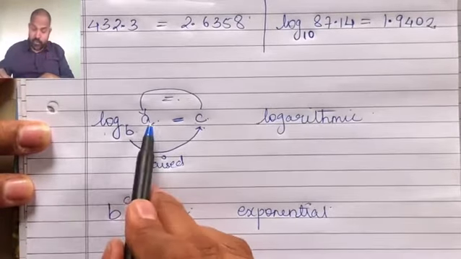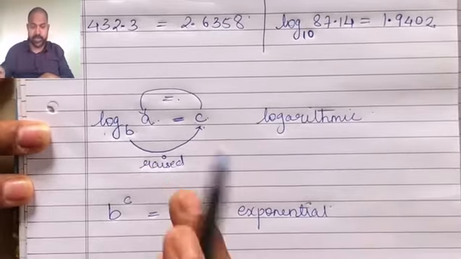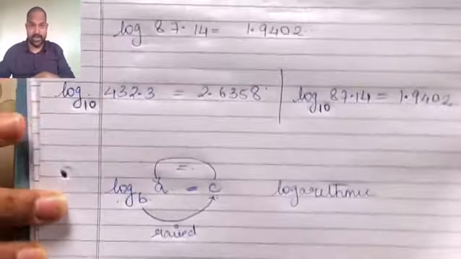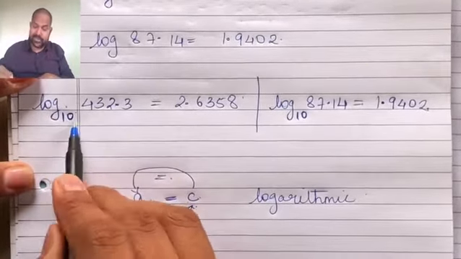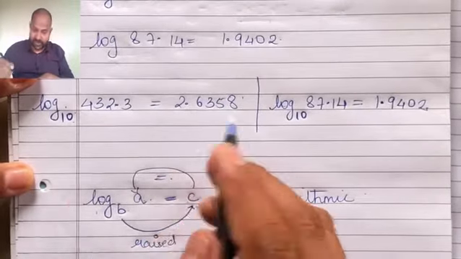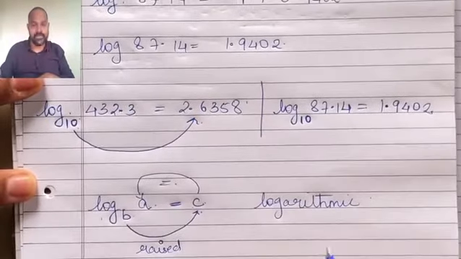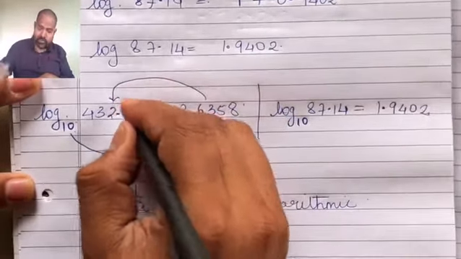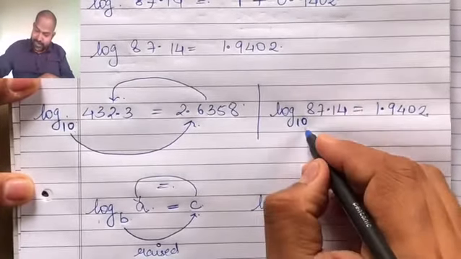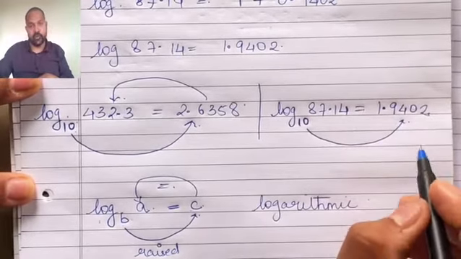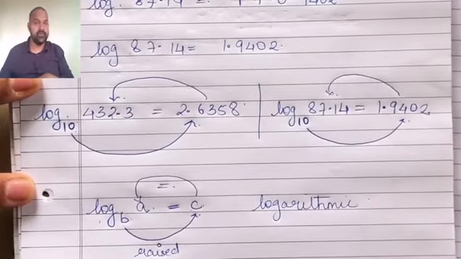So if log of a number a to a base b is c, then b raised to c should give you a. Then if log of 432.3 to the base 10 is 2.6358, then when 10 is raised to 2.6358, what should I get? I should get 432.3. When 10 is raised to 1.9402, what should I get? I should get 87.14.